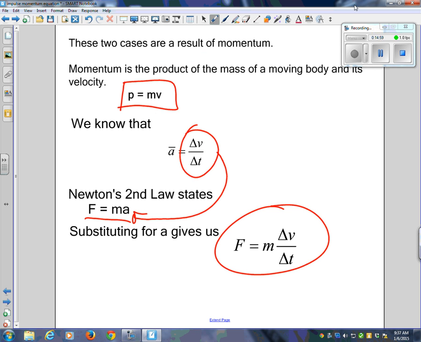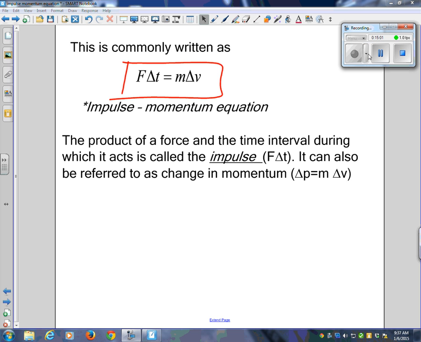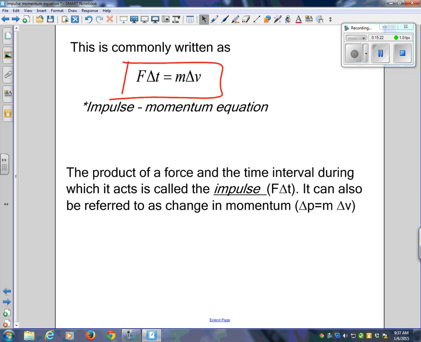This is commonly written as F delta t is equal to m delta v, the impulse momentum equation. The product of a force and the time interval during which it acts is called the impulse. That's the F delta t part. It can also be referred to as the change in momentum. That's the m delta v part. Okay, and remember that impulse is sometimes referred to as J.